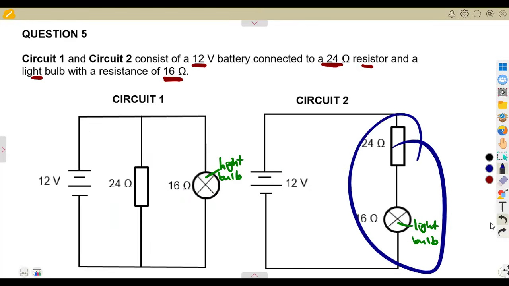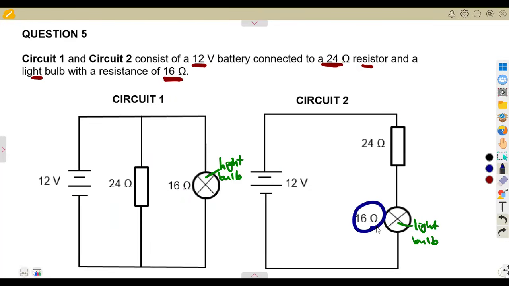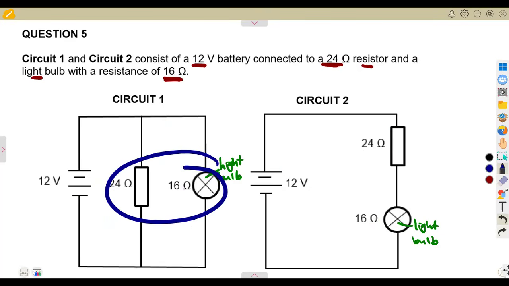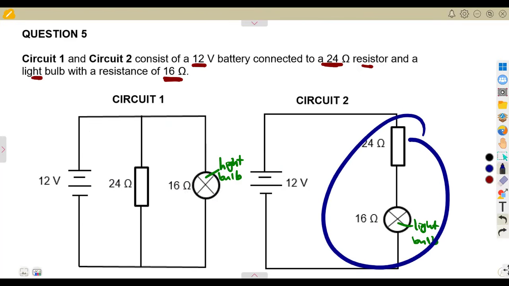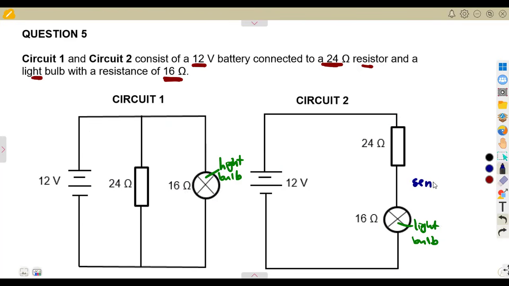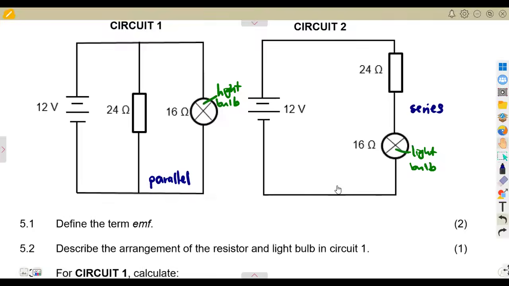So we have a series circuit, a light bulb, and a resistance. We consider these resistors in series and these resistors in parallel. The resistor of the light bulb and the resistor of this part of our circuit are in parallel. But on the second one, they are in series. So here we are talking about a series connection, and on this one, a parallel connection. We must be able to analyze this.